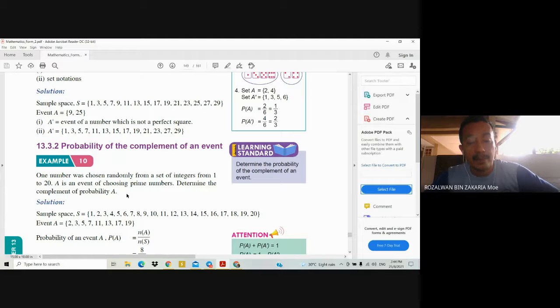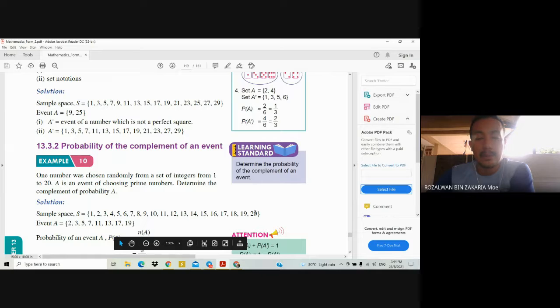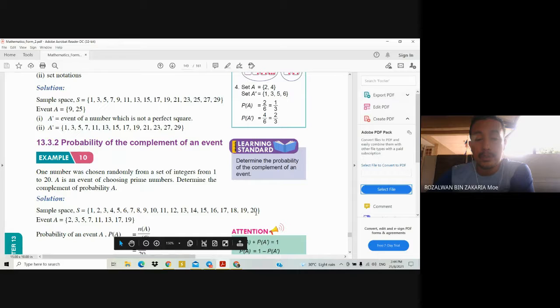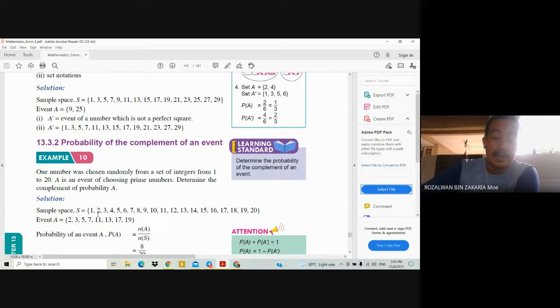Okay, so that is the prime number. And one more thing for the prime number, it starts from the number 2. So you must check from the sample space here which numbers are prime numbers. Number 1 is not a prime number, so number 1 cannot. How about number 2? Yes, it is a prime number, because if you divide number 2 by 2, you will get the balance equal to 0.